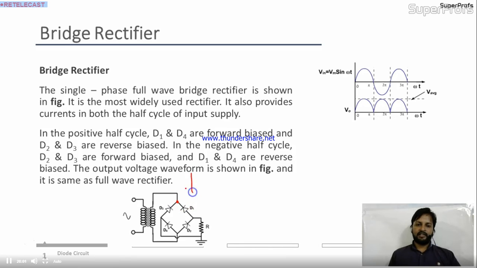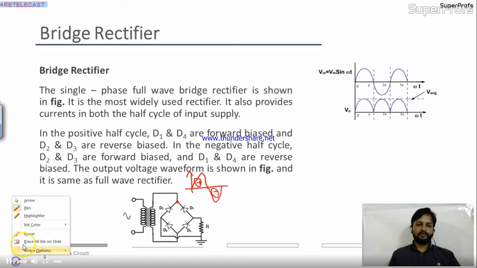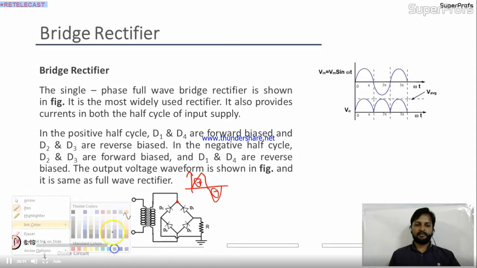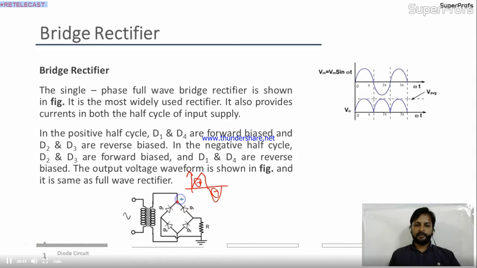Now come over here. If I consider first the positive cycle of the input, if this is positive, D1 is off. What about D? This is D2 and this is D1. Let me check the circuit. So here is a little bit of a mistake. You have to change this diode like this, and this diode also like this. Okay, this is the diode.